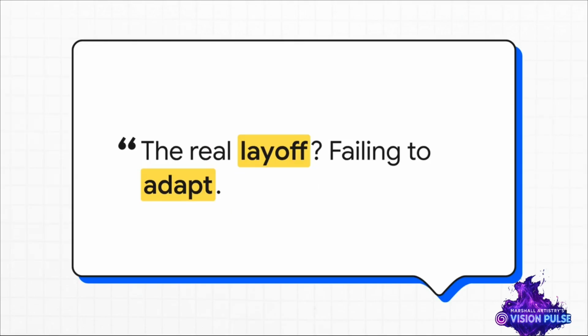Here's a perfect example of that bold attitude in a hook. The real layoff, failing to adapt. It's short, it's provocative, and it speaks to a very current anxiety. Now just imagine pairing that defiant sentiment with a striking image of a Queencore monarch looking completely unfazed by it all. That's the synergy you're going for, matching a powerful idea with an equally powerful visual.